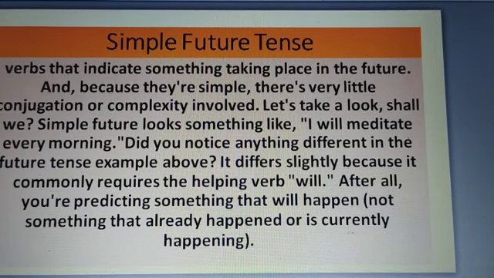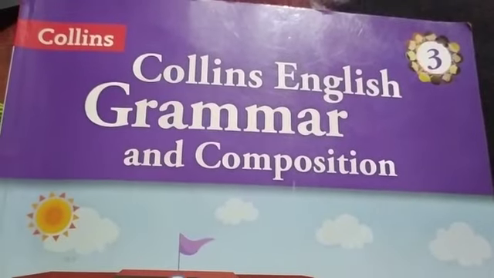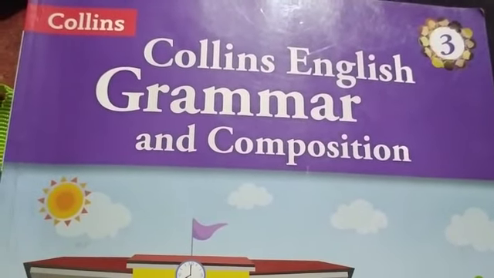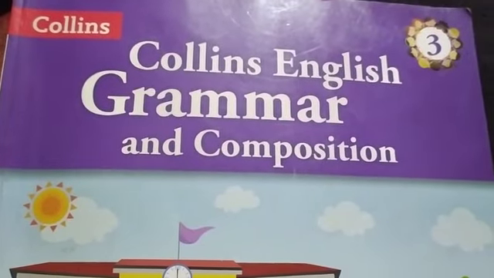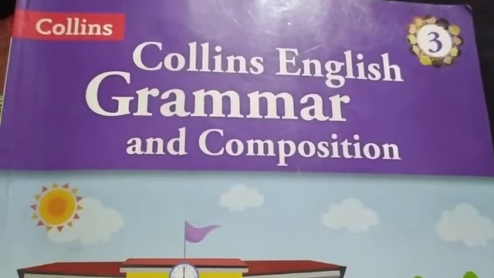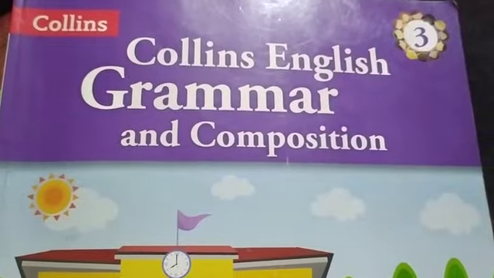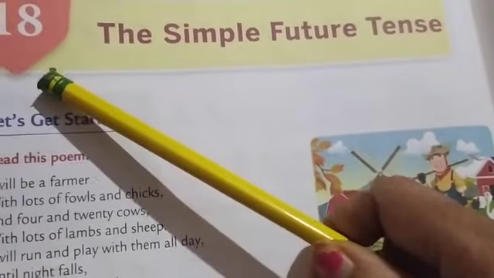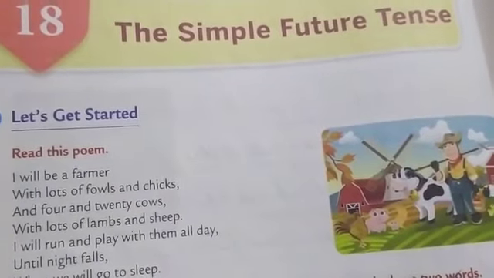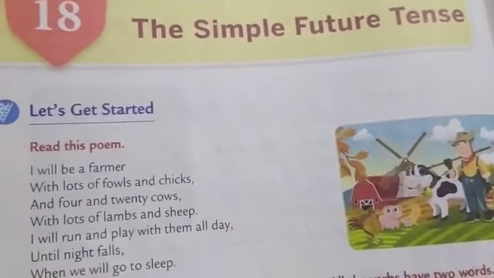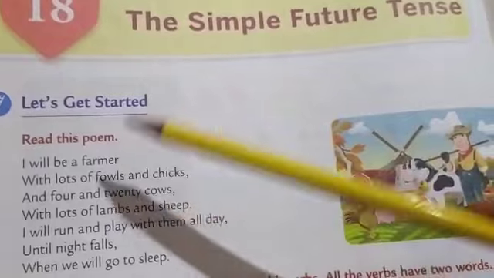Now, we will look into the book. Take out your Collins English Grammar and Composition book of Standard 3. Watch the video attentively and carefully. Turn to Lesson 18, the Simple Future Tense, page number 17. Let's get started. Read this poem.